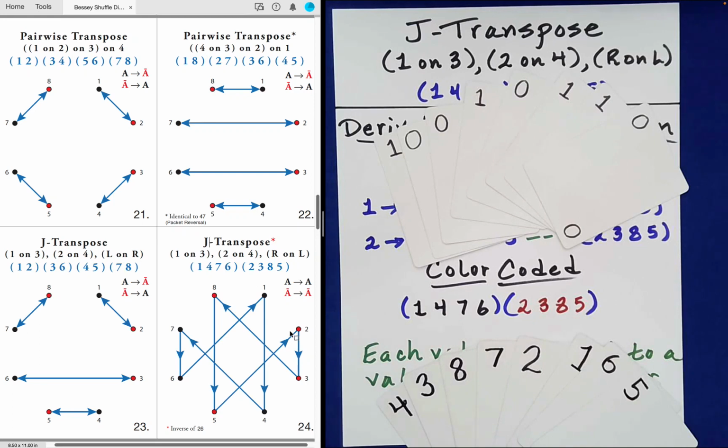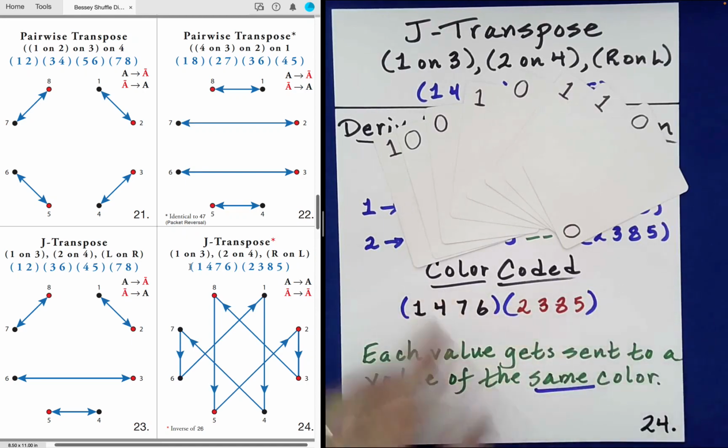Note that down at the bottom here, we indicate that this particular shuffle is the inverse of shuffle 26, which will be coming up in our next video. So this shuffle will undo the effect of shuffle 26, as we will see. Finally, let's show an application of all of this.